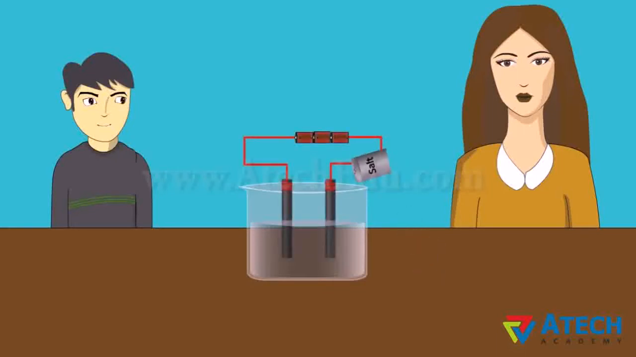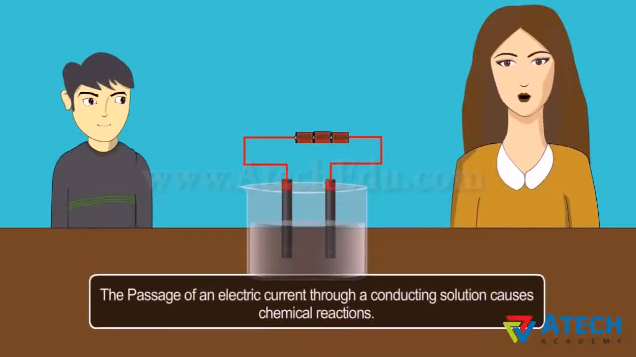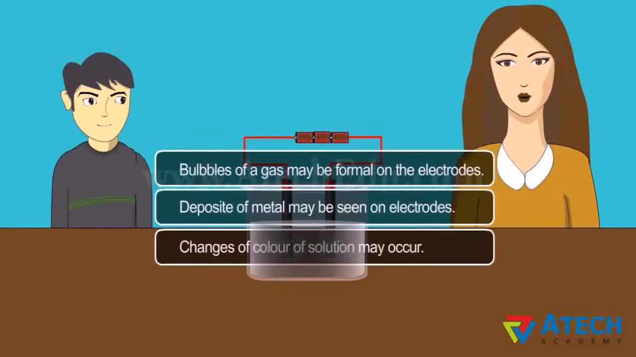Observe the solution and tell me what you are able to see. I can see gas bubbles near the electrodes. But what does this indicate, Mom? The passage of an electric current through a conducting solution causes chemical reactions. As a result, bubbles of a gas may be formed on the electrodes. Deposits of metal may be seen on electrodes. Changes of color of solution may occur.